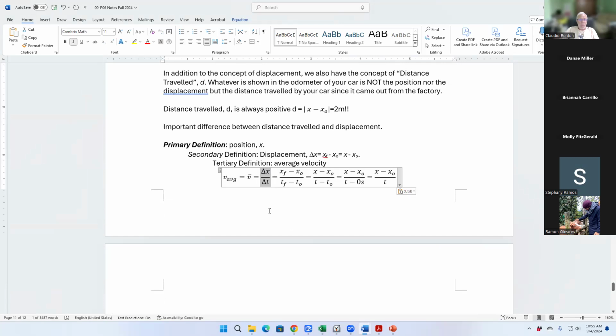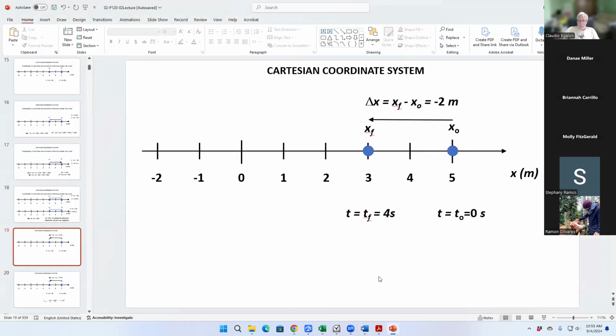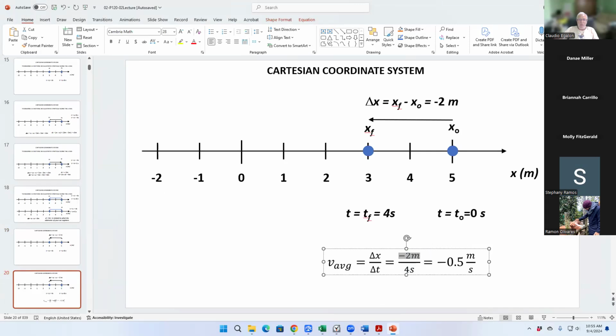So this is delta x and this is delta t, right? Initial time is usually given as being equal to 0. In this example, the object is moving to the left, so delta x is going to be minus 2 meters. And if it took 4 seconds to move to the left, the average velocity of this object is going to be minus 0.5 meters per second.